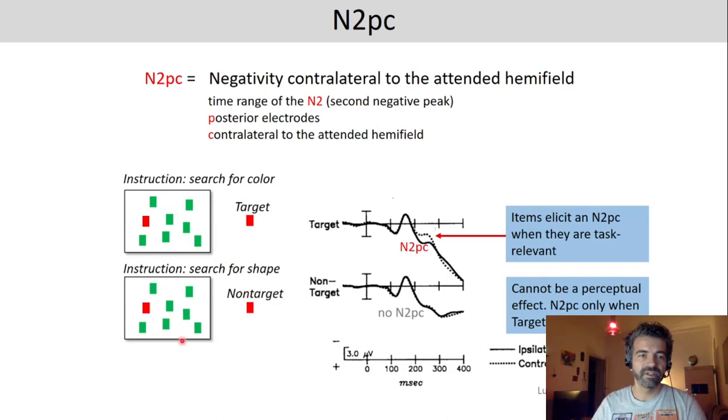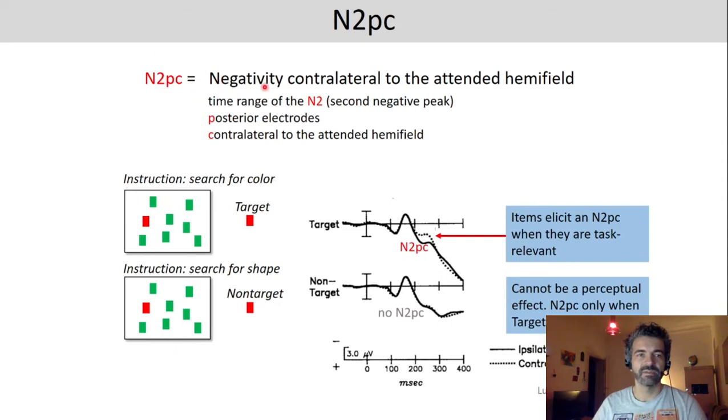So again, these are physically the exact same displays here, but there's no N2pc now because this trial stems from a block in which they didn't have to look for color. So this indeed argues in favor of the N2pc reflecting attention deployment, because here they indeed had to attend the target. Here there was no target. This was a distractor as well, a non-target, so they didn't have to attend it. So that suggests that the N2pc is indeed reflecting attention deployment towards task-relevant items.